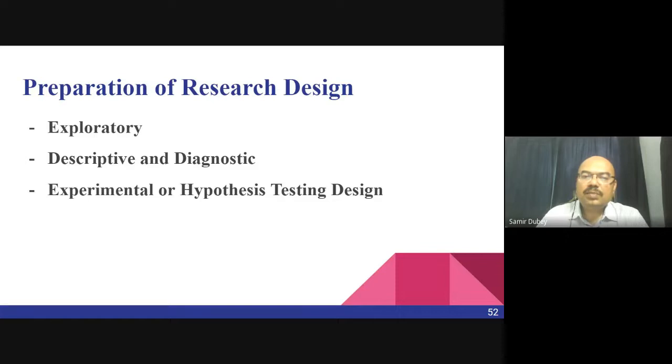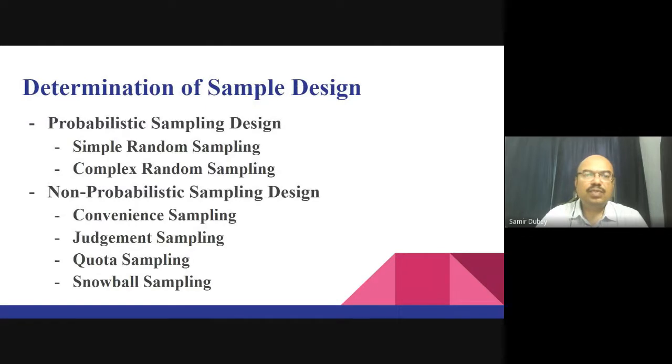Usually experiments meet these kinds of requirements. Hence, we also call them experimental studies. So these are the research designs. These are three different research designs which we need to apply.